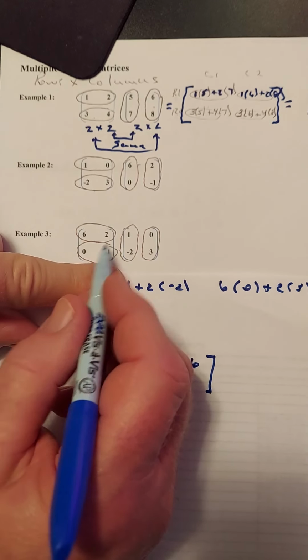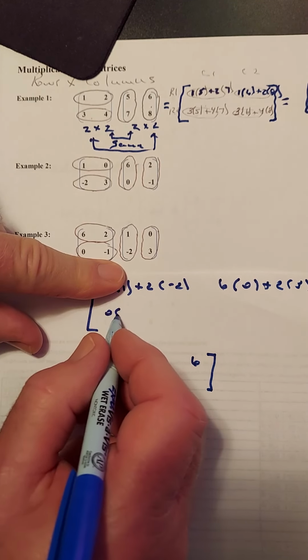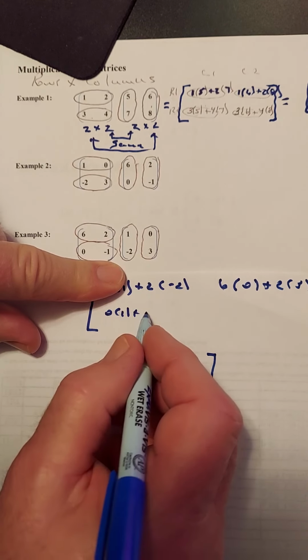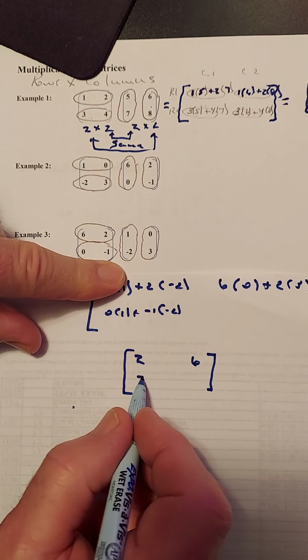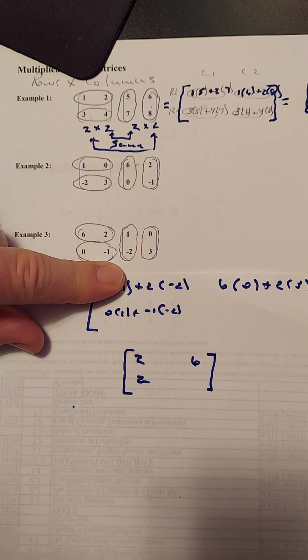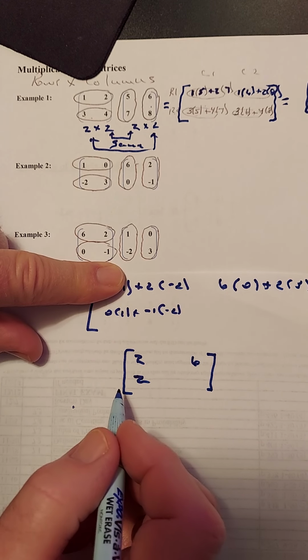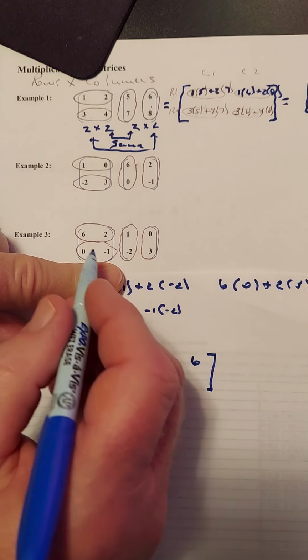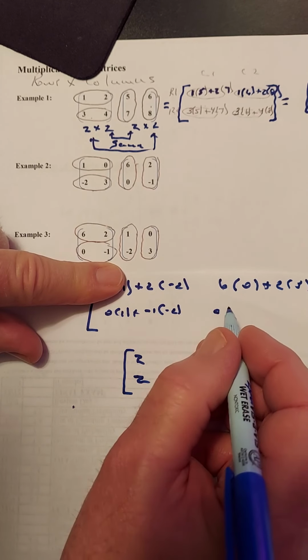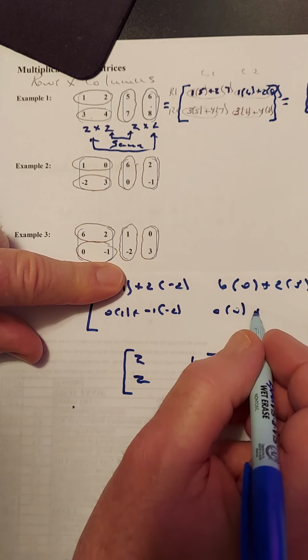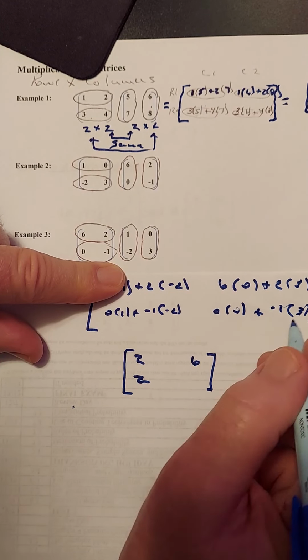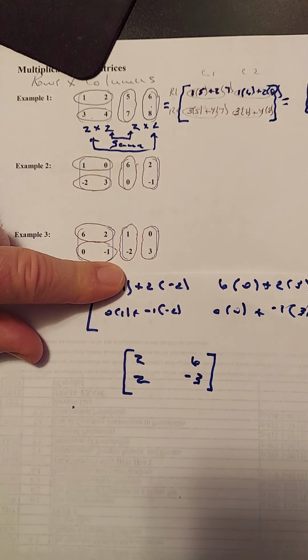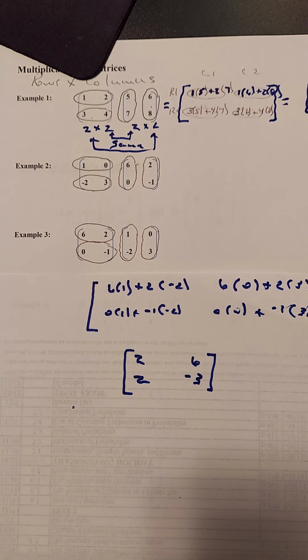Second row, first column. 0 times 1 plus negative 1 times negative 2. So that's 0 plus 2 is 2. And then second row, second column. So 0 times 0 plus negative 1 times 3. So that's 0 and negative 3 is going to be negative 3. I hope that makes sense.